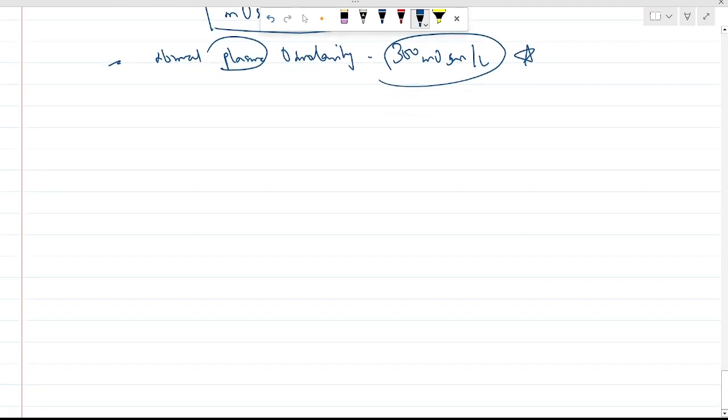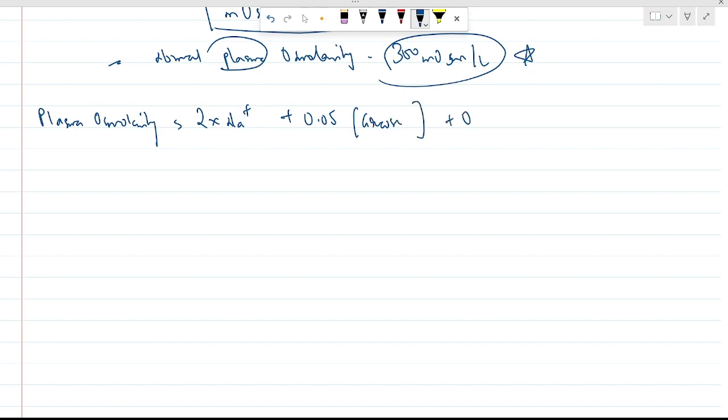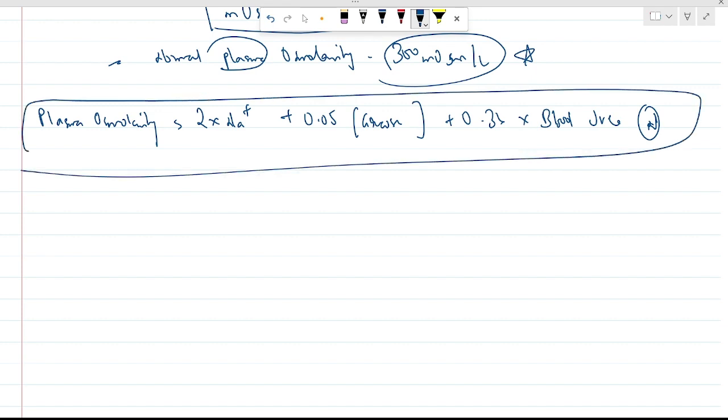So there's a formula to calculate plasma osmolarity. Plasma osmolarity is equal to 2 times the sodium ion concentration, plus 0.05 times the glucose concentration, plus 0.36 times the blood urea nitrogen concentration. It's a bit much in the formula, but you need to remember this. All these values will be given. Simply put them in the formula.